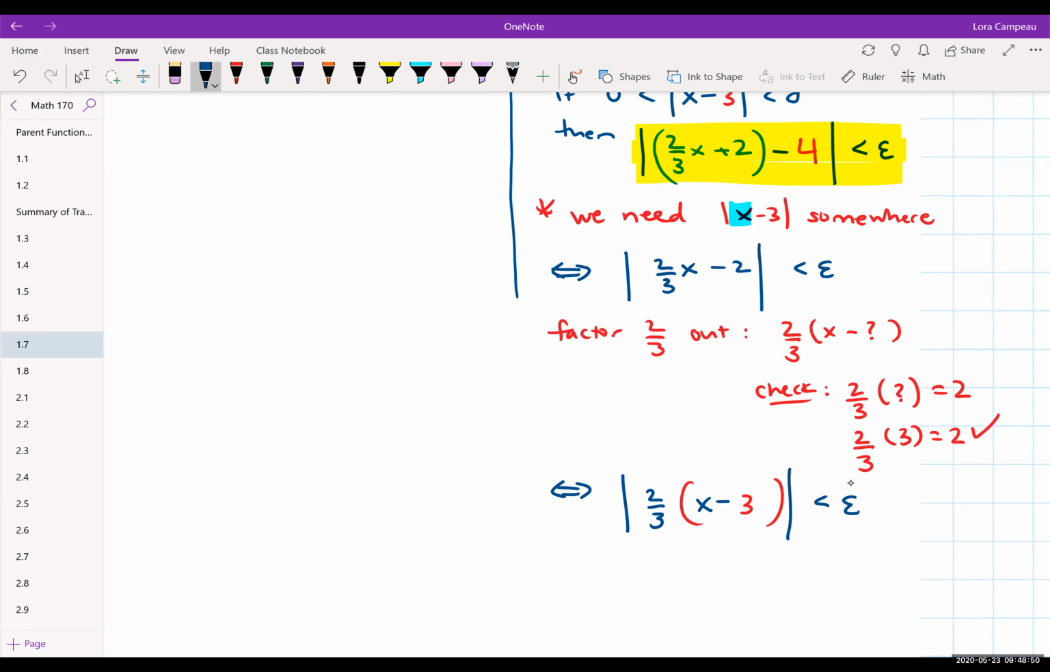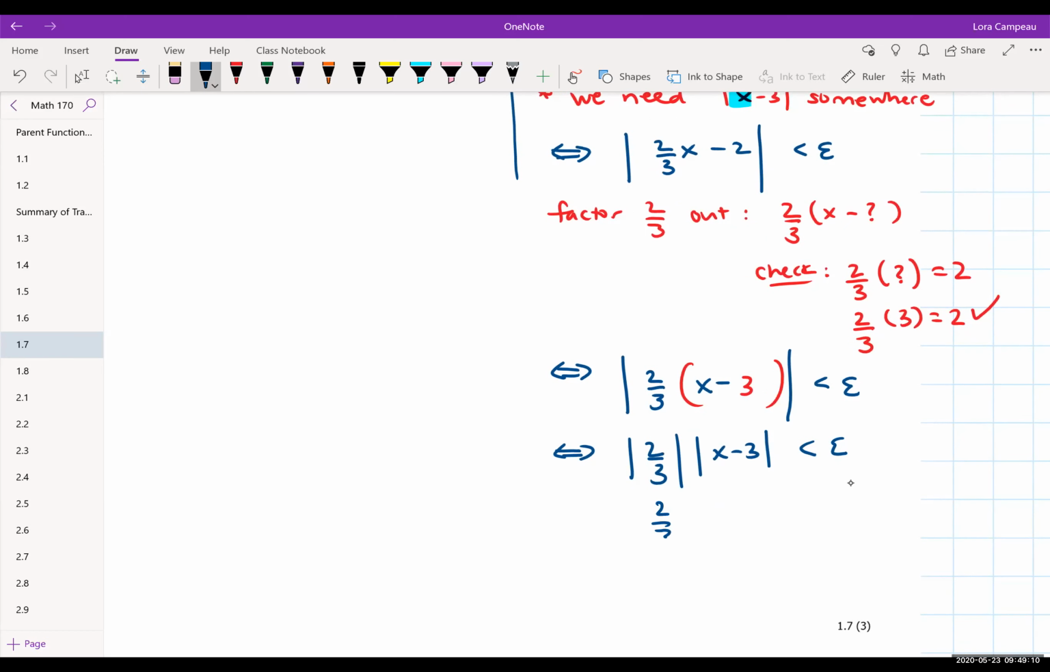And if we're at this stage, we know based on our absolute value properties that we can break up a constant that's being multiplied to an expression, same thing as the product. Technically, this is why we're able to take the 2/3 out of the absolute value in the first place. Absolute value of 2/3 is 2/3. So we end up getting 2/3 times the absolute value of x minus 3 less than epsilon. And then it falls into place.